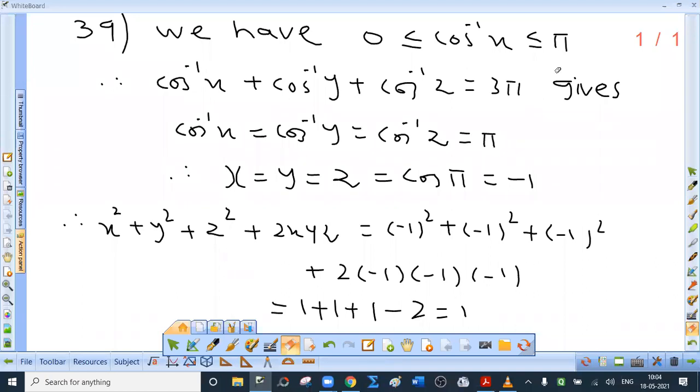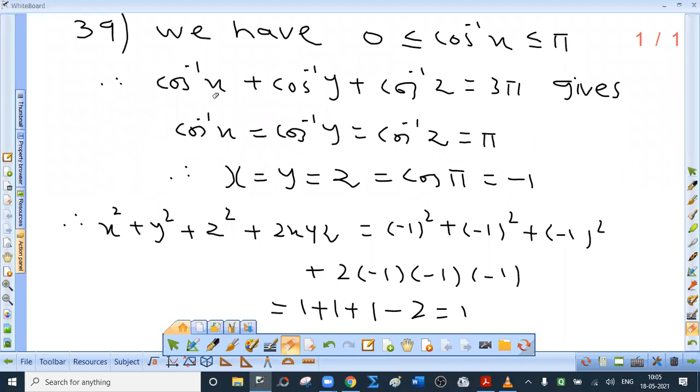39th, again there is correction. If cos inverse x plus cos inverse y plus cos inverse z equal to 3 pi, then show that x square plus y square plus z square plus 2xyz is 1. Now this is interesting. See, for cos inverse x, what is the range? 0 to pi. So the minimum value of cos inverse x equal to 0 and maximum is pi.